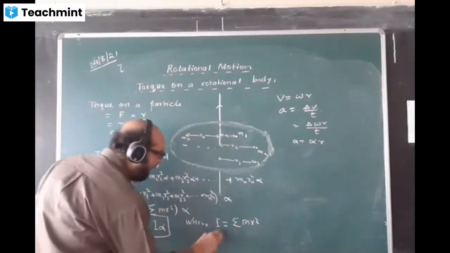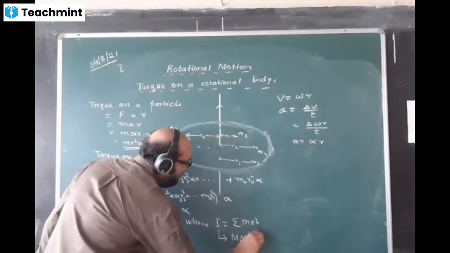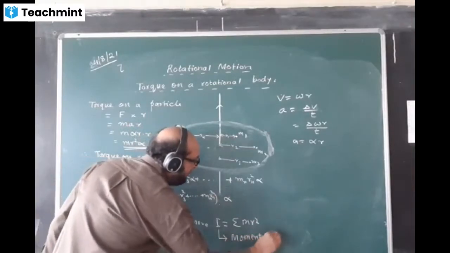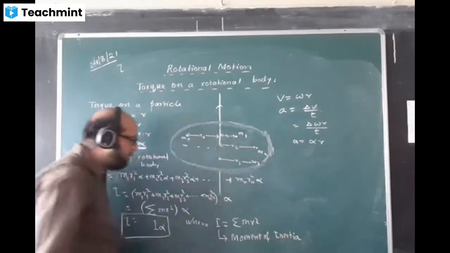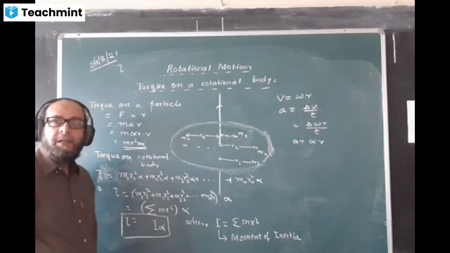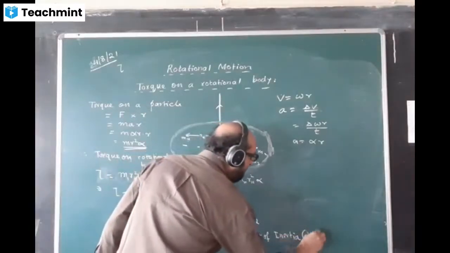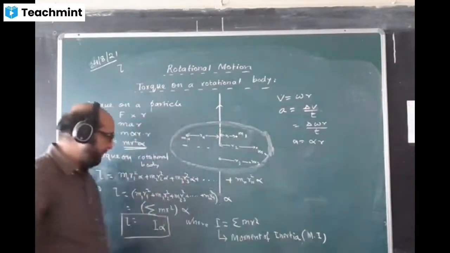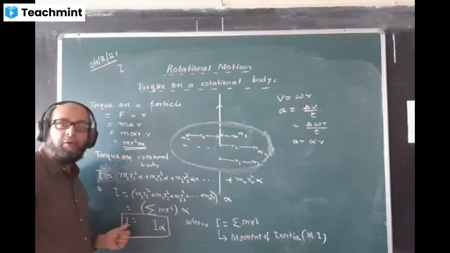And this quantity is called moment of inertia. Write down your moment of inertia. This quantity we call moment of inertia. In short, we write MI. Moment of inertia, in short, we will say MI. So we have the formula for torque on a rotating body.